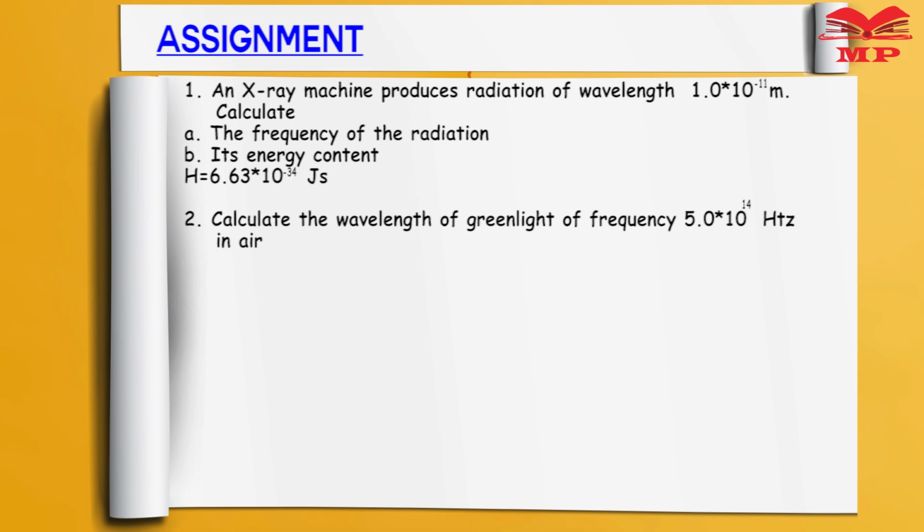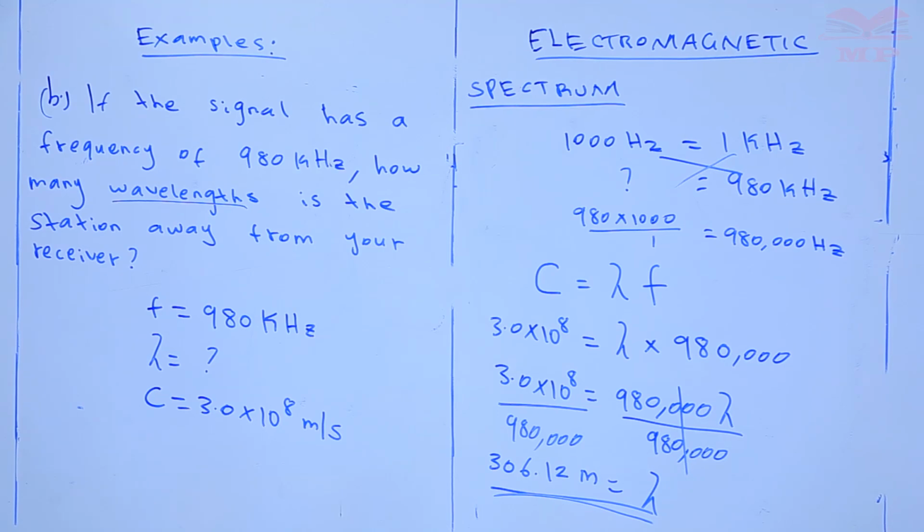And lastly, also calculate this. Question number 2: calculate the wavelength of green light of frequency 5.0 times 10 power 14 hertz in air. So you can do those calculations.